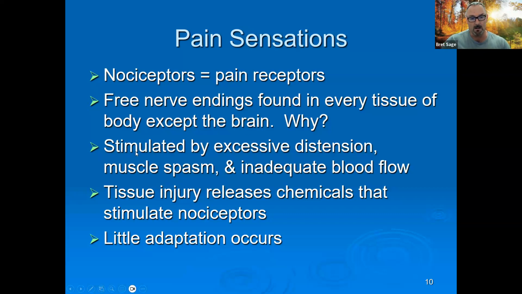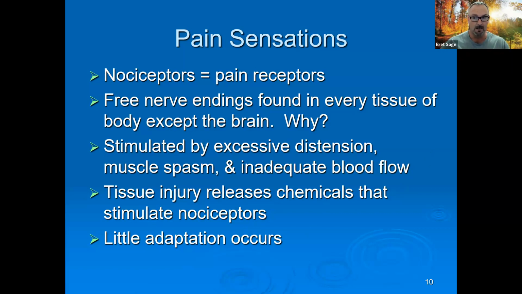Pain receptors are stimulated by excessive distension, that's stretching, muscle spasm, contraction, or inadequate blood flow, called ischemia. Tissue injury releases chemicals that stimulate nociceptors. So when you cut yourself or hurt yourself in some way, some of the chemicals found inside the cells that are damaged are released. They come across these free nerve endings, and that is sensed as pain. Very little adaptation occurs, as I said, because we want pain to last.